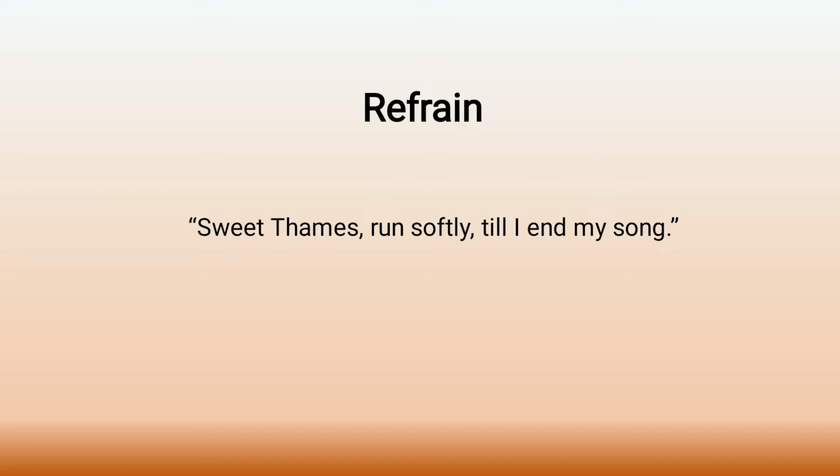At first, let's see what is the refrain used in the poem. Here, the refrain is "Sweet Thames, run softly till I end my song." What is the refrain actually? Refrain is a repeated line, right? So this line has been repeated many a time within the same poem. So we can say it is a refrain, and the refrain is "Sweet Thames, run softly till I end my song." Okay, fine. Move on.